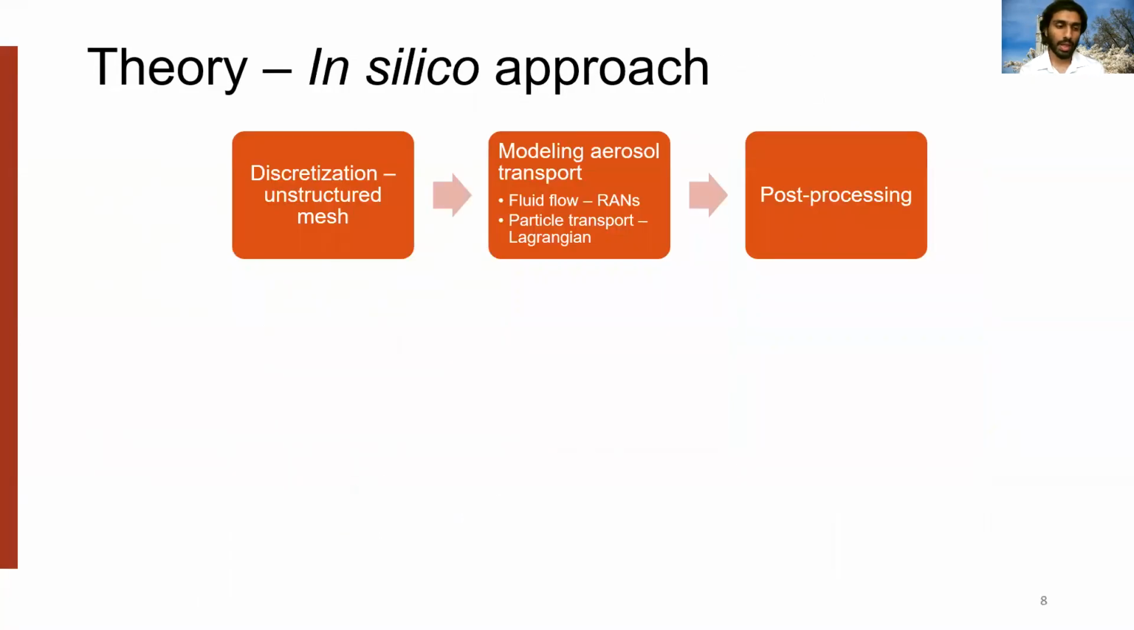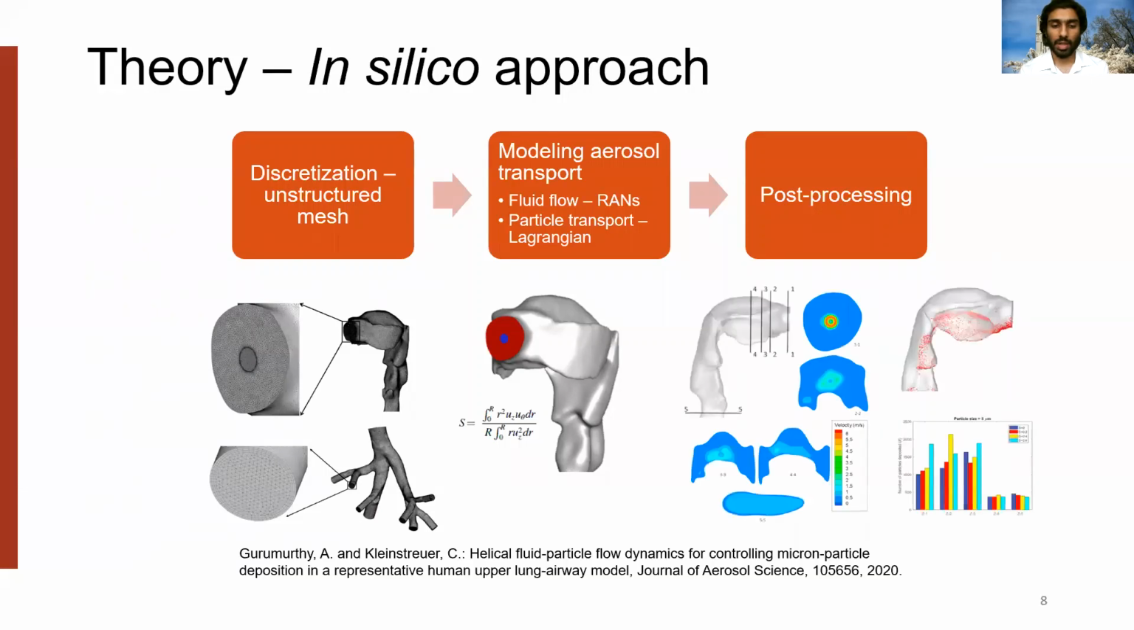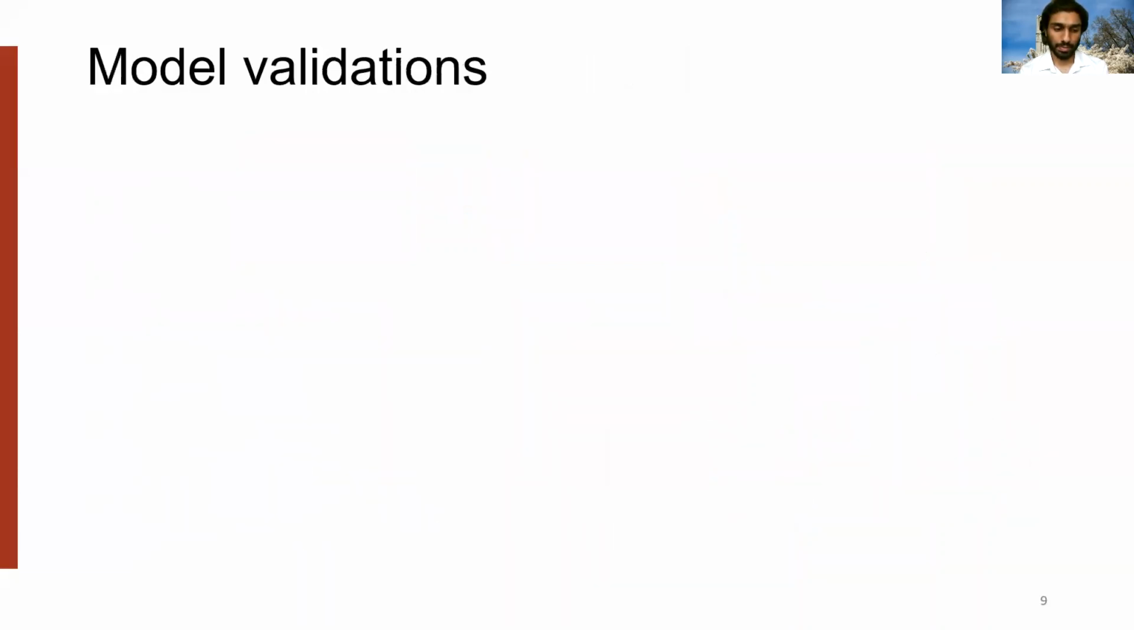For conducting in silico studies, the geometry is discretized into around 7 million elements after conducting grid-independence studies. CFPD, or computational fluid particle dynamic, simulations are conducted by modeling the fluid flow using a RANS approach with SST k-omega turbulence modeling and incorporating a Lagrangian approach for particle tracking. The helical flow inlet characterized by S is specified at a representative mouthpiece inlet, which is highlighted in blue. Finally, the results obtained by the model are post-processed for gaining additional insights. Any additional information regarding the in silico approach is available in our recently published article.